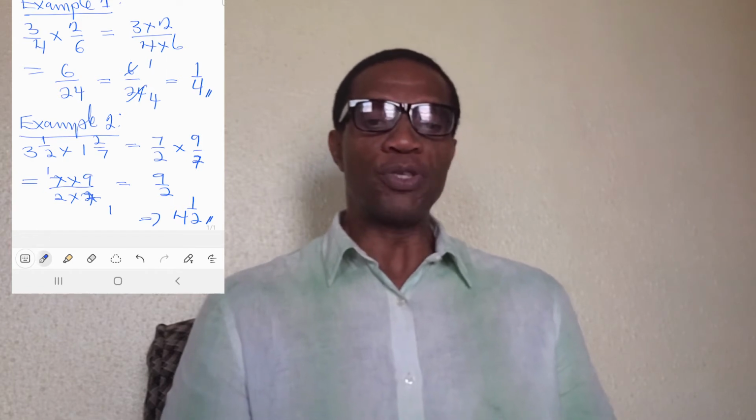Now let's go on to division of fractions. To divide fractions, there's a simple rule that applies. You need to, first of all, change the sign from division into multiplication, and then you flip the right hand side of the fraction. So what was the denominator becomes the numerator, and what was the numerator becomes the denominator.